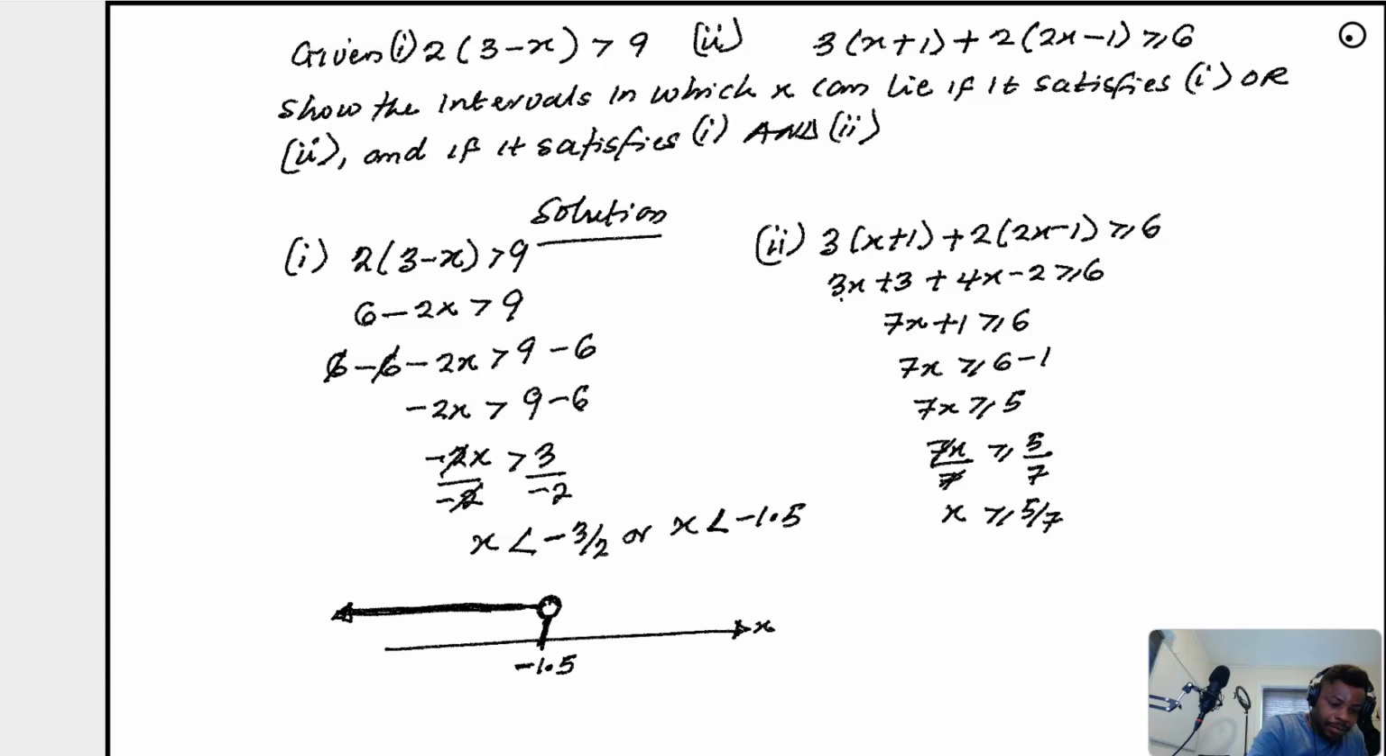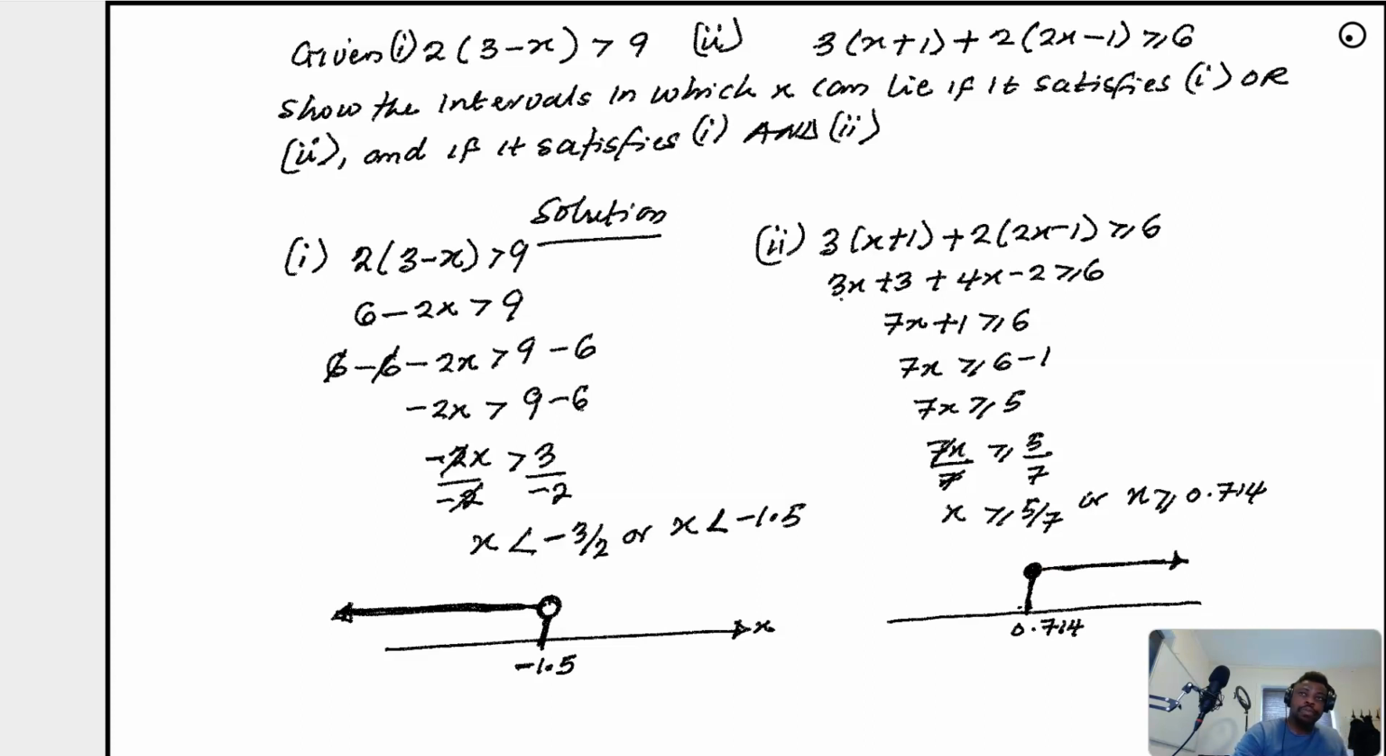So 5/7. Okay? 5/7 is still the same thing as, if I put that in decimal, that will be 0.714. So x is greater or equals to 0.714. So if I do this like this, and I say this is 0.714, or you say 5/7, remember, it's greater or equals to, that is shaded. So it's greater in that way.